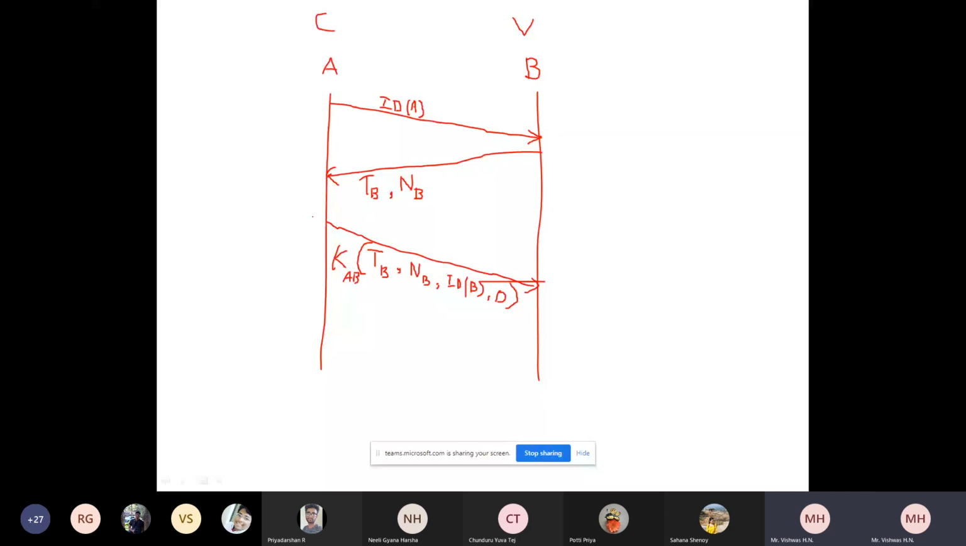So B, upon receiving it, decrypts using the same key AB and finds all this and figures out that A is the right person to communicate. And this is how A authenticates to B. Is that clear, students? Am I audible? Is it clear to you?